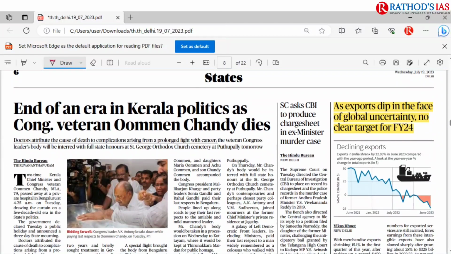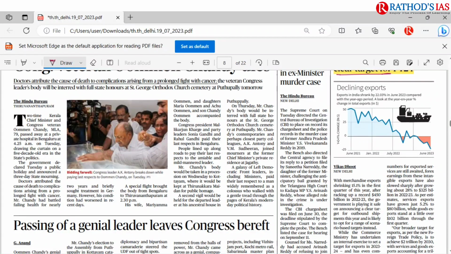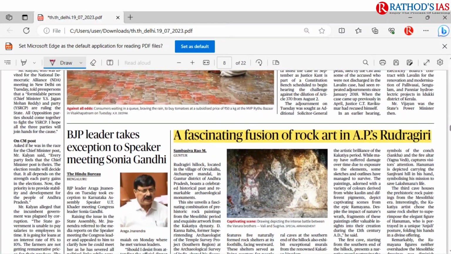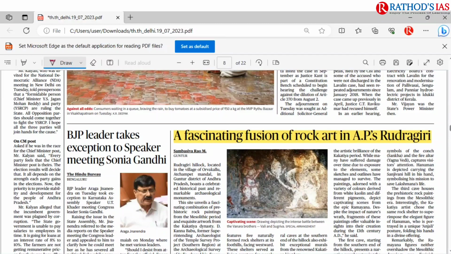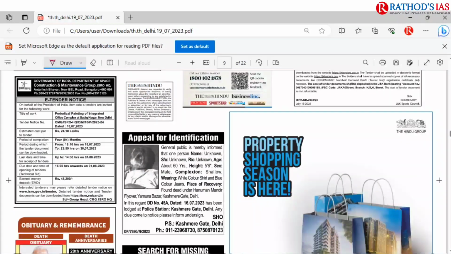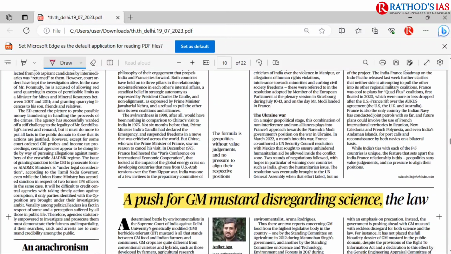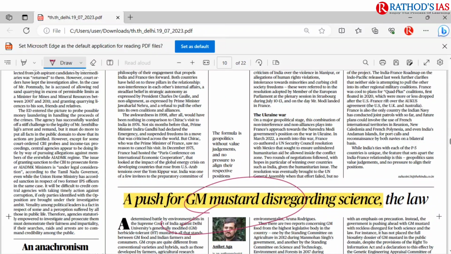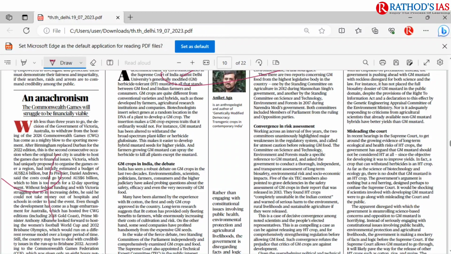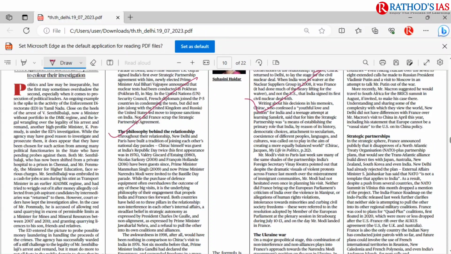And if you move forward, here in page number 6, you can see exports dip in the face of global uncertainty, no clear target for financial year 2024. This article is talking about merchandise exports and imports. And next one is about rock art in AP's Rudragiri. I discussed this topic. And if you move forward in this editorial page, here you can see this article regarding India-France relations. I discussed this topic, and I discussed the topic regarding GM mustard, and this topic is not all that important. It is regarding Commonwealth Games.